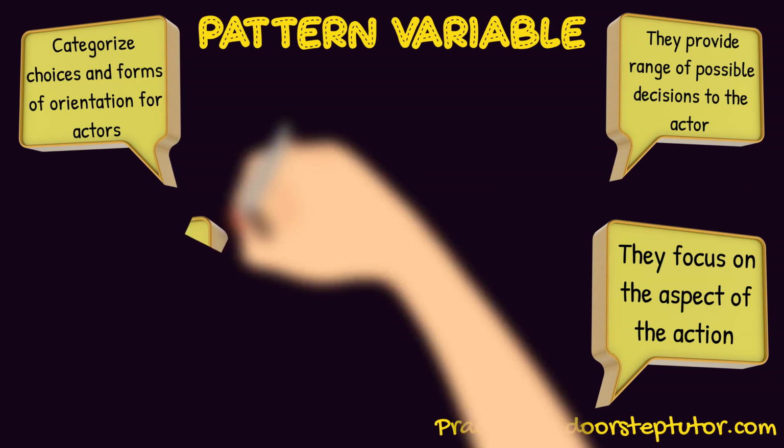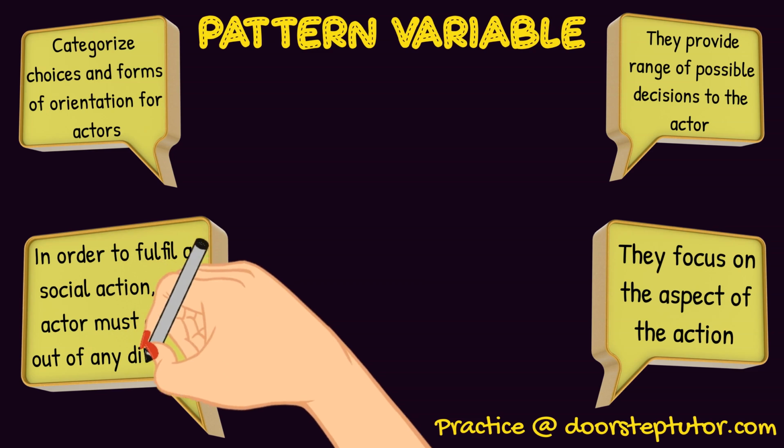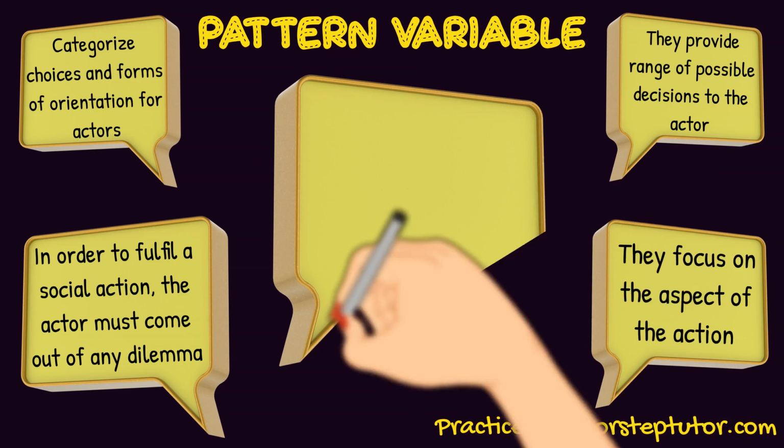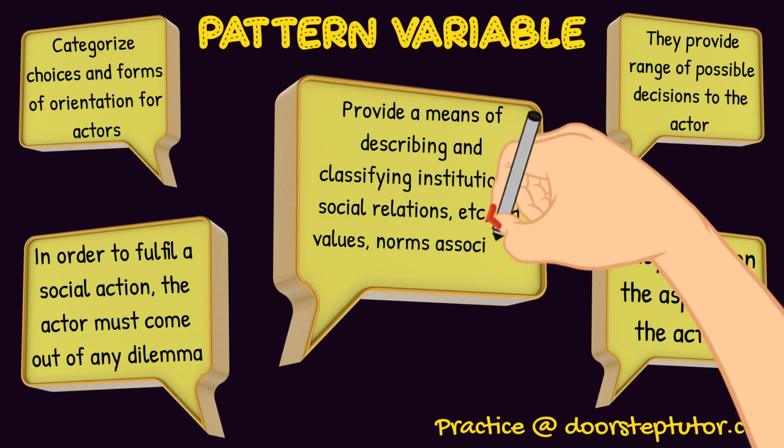So, this dilemma that I have, that do I need to cheat or should I not cheat? This dilemma is something that I need to come out of. This is something that will stop me from doing a social action. So I need to make a decision, and only then, when the dilemma is over, I will be able to fulfill this social action. So, pattern variables, that means there are so many choices. These provide a means of describing and classifying institutions.